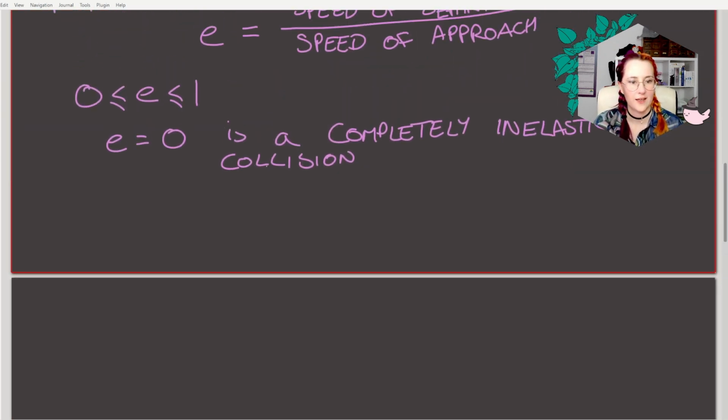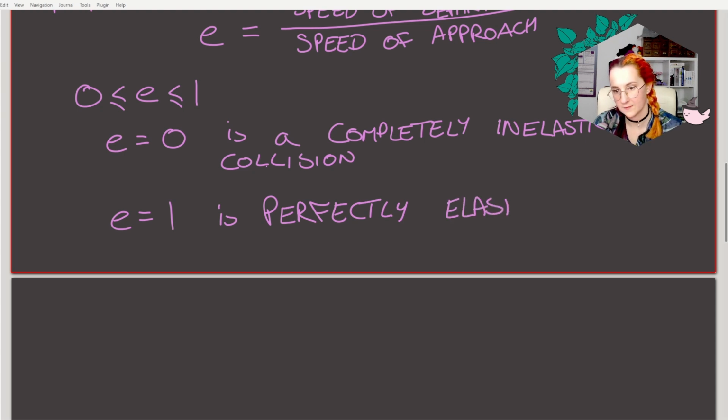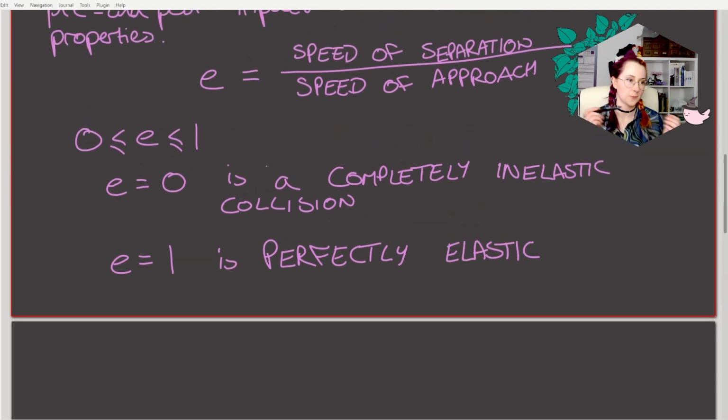The opposite end then, E equals 1 is perfectly elastic. Okay, so here the speed of separation and the speed of approach is exactly the same. That could be two things that don't end up colliding. They have no effect on each other whatsoever. Or probably what's happening in a perfectly elastic case is there is no loss of energy. There's no deformation. It perfectly bounces back and the two things don't lose any energy by contacting.